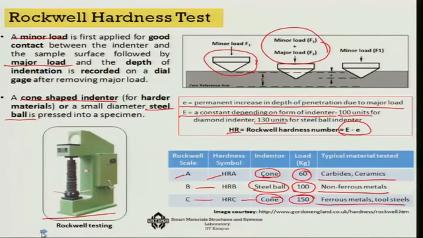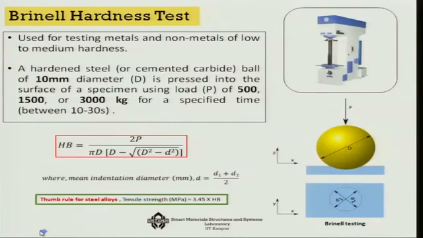Now, the other one that is also very popular is called the Brinell hardness test, and this is used for testing metals and non-metals of low to medium hardness. So, in the Rockwell test you include the ceramics also, whereas in this case it is mostly for metals and non-metals of low to medium hardness.